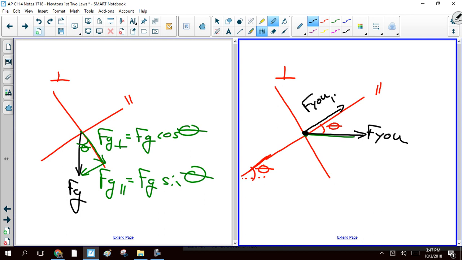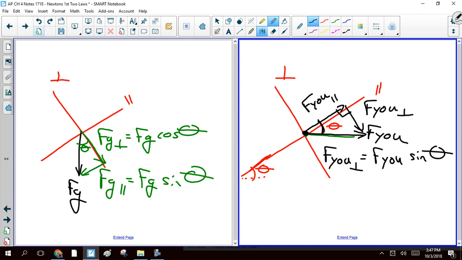FU parallel and FU perpendicular. Here's my right angle. Okay? So now, let's see. If this is my angle, that means FU perpendicular is the opposite side. So FU perpendicular here turns out to be FU times the sine of theta. And similarly, your parallel one uses cosine.